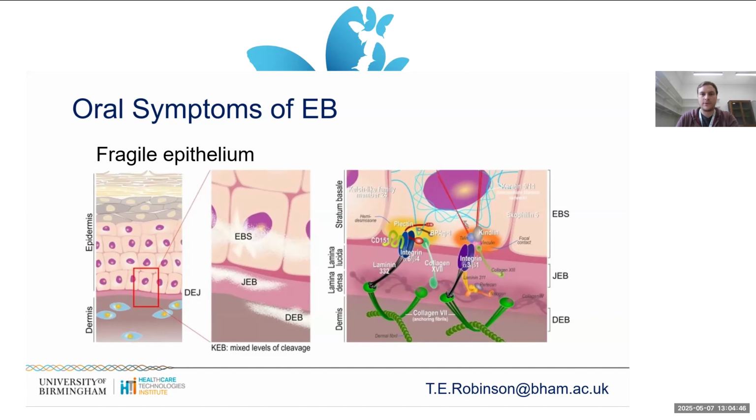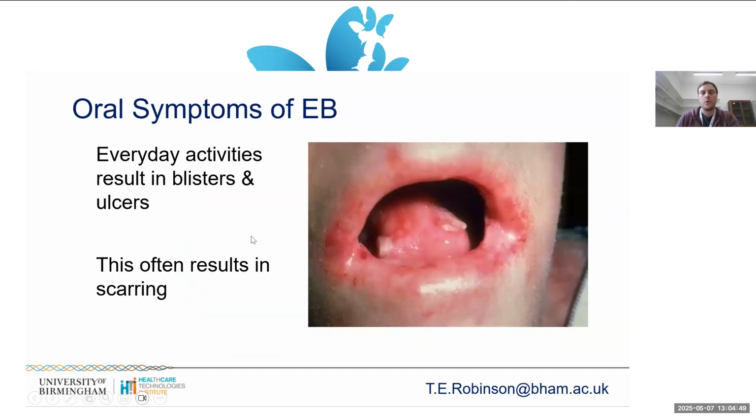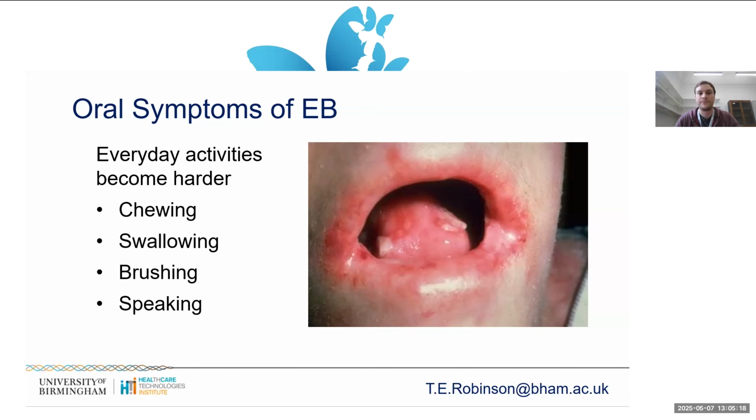So in the mouth, especially, what that means is that everyday activities, things like eating, chewing, brushing the teeth, cause the epithelium on the inside of the mouth to break down a little bit. And that can result in blisters, it can result in ulceration, and then that often results in scarring. And as the condition goes on, this repeats, the scarring is progressive. So you get more and more buildup of scar tissue in the mouth, which then becomes a vicious circle where these same activities that I think many people without EB take for granted become so much more difficult: chewing, swallowing, maintaining a brushing routine, speaking.